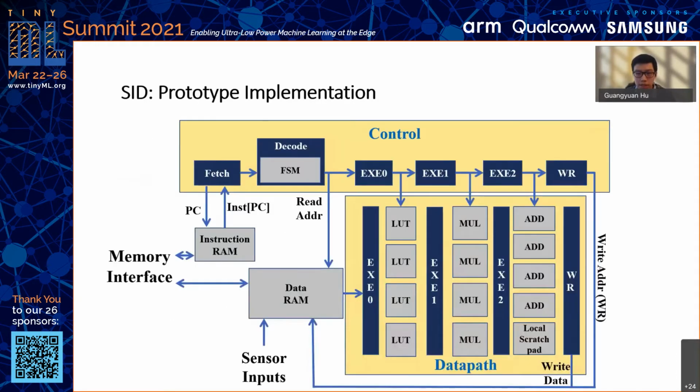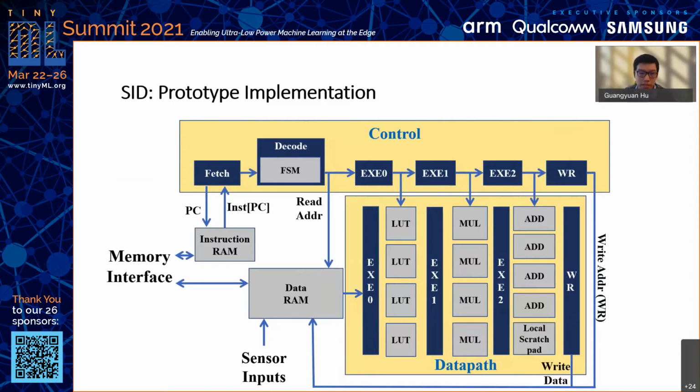Here is a block diagram of the prototype SID module. This module is programmable and can read macro instructions from the instruction run. The data and model parameters are stored in the data run. Each macro instruction will initialize a finite state machine in the decode unit, which controls the automatic looping of vector or matrix operations. The decode unit also generates the control signals for the following pipeline stages.